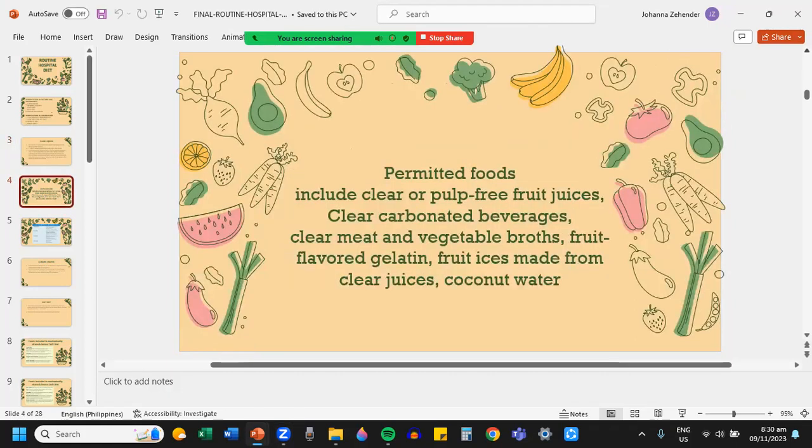Okay, so permitted foods under your clear liquids. So these include clear or pulp-free fruit juices, clear carbonated beverages, clear meat and vegetable broths, the fruit-flavored gelatin, fruit ices made from clear juices, and coconut water. Okay, so take note of these permitted foods under clear liquids. Okay, so they may be colored, like say for example yung apple juice, but as long as they are clear, allowed sila. Okay?